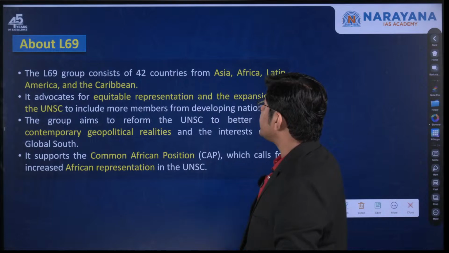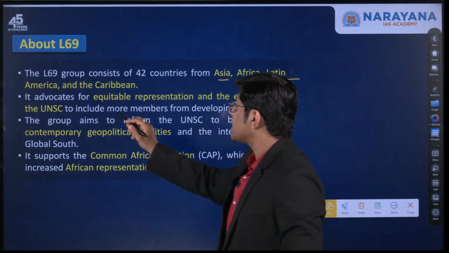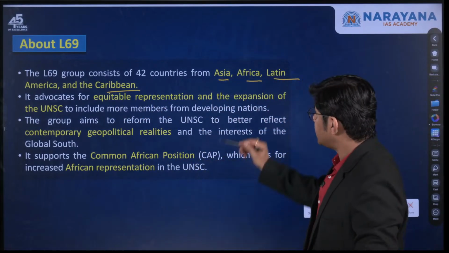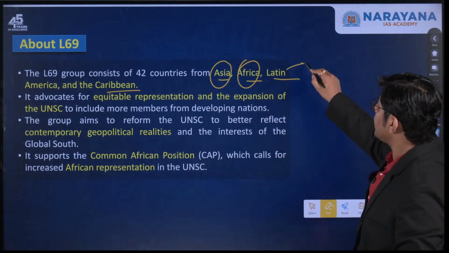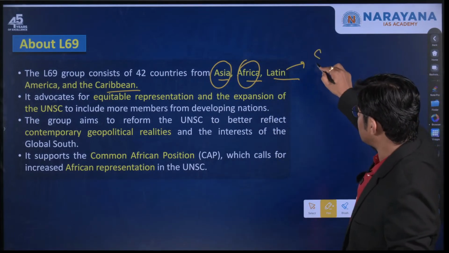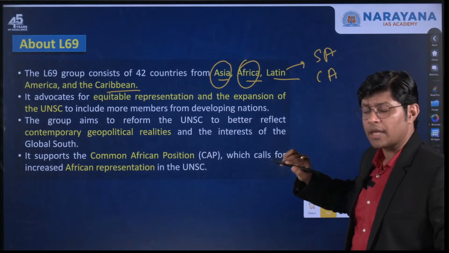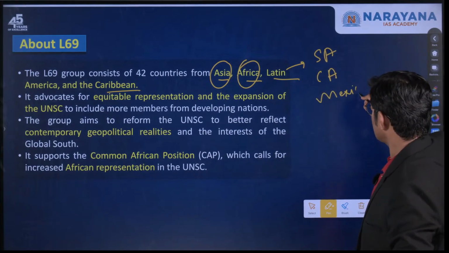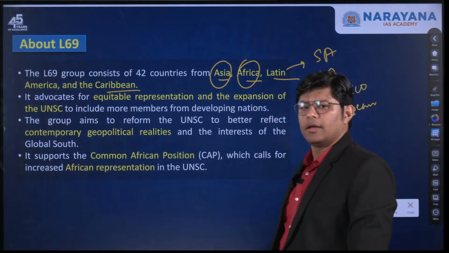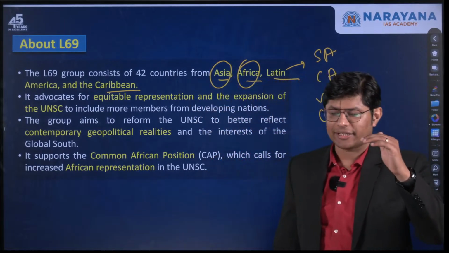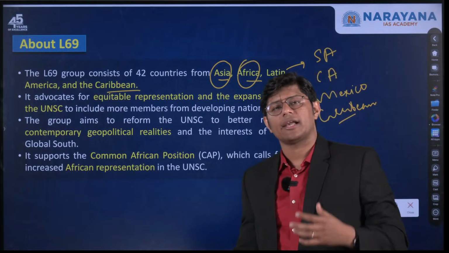The L69 group consists of 42 countries from Asia, Africa, Latin America and the Caribbean. Now, which countries are part of Latin America? Latin America is a grouping that comprises South America, Brazil, Argentina, then Central America, as well as Mexico, as well as the Caribbean. So this group consists of 42 countries from Asia, Africa, Latin America and the Caribbean.